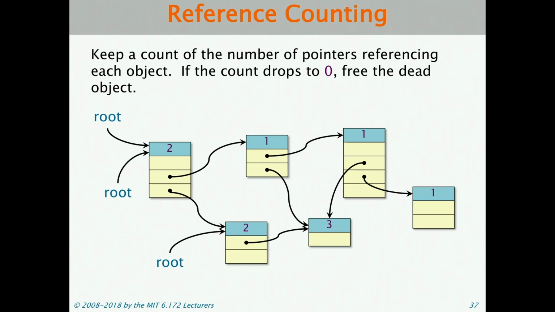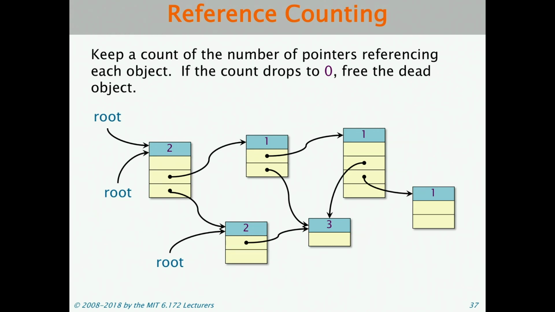So let's look at one simple form of garbage collection. And this is called reference counting. The idea is that for each object, I'm going to keep a count of the number of pointers referencing that object. And if the count ever goes to 0, then that means I can free that object because there are no more pointers that can reach that object.